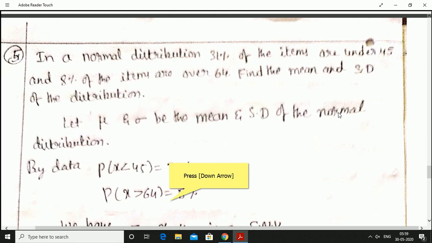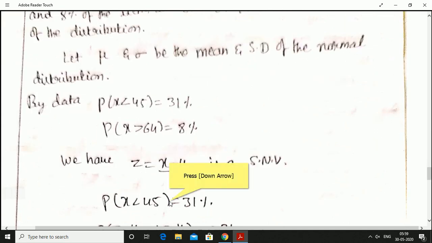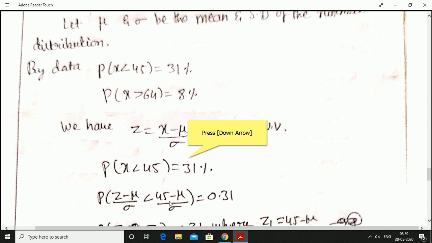Next problem. In a normal distribution, 31% of the items are under 45 and 8% of the items are over 64. Find the mean and standard deviation. This is a little bit different problem. Here, instead of finding the probability values, we need to find the mean and standard deviation. Mu and sigma values we are supposed to find. By data, 31% of the items are under 45. Probability of x less than 45 is 31%, and 8% of the items are over 64. Probability of x greater than 64 is 8%. With the help of this, we need to find out mu and sigma.